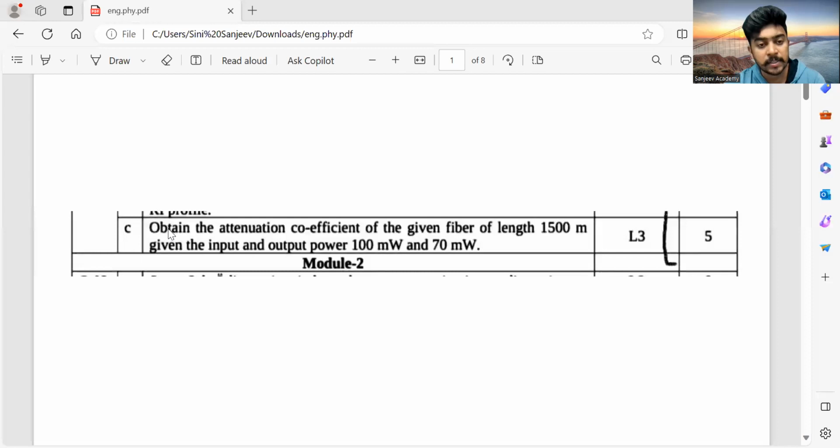So in today's session, we will be discussing the previous year questions on engineering physics, especially on module 1 and 2, which have come in the previous years. I'll be discussing those questions now. The first question is: obtain the attenuation coefficient of the given fiber of length 1500 meter, given the input and output power of 100 megawatt and 70 megawatt.